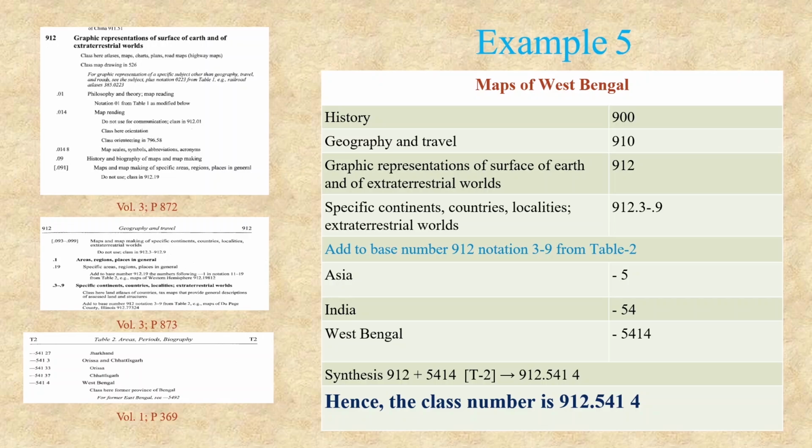The instruction for 912 states: add to base number 912 notation 3-9 from Table 2. From here we will get the number of West Bengal, under which first comes Asia -5, then India -54, then West Bengal -5414. So the synthesis for this class number is 912 plus 5414. 5414 has come from Table 2 as per the instruction in the schedule. So the final class number is 912.5414.